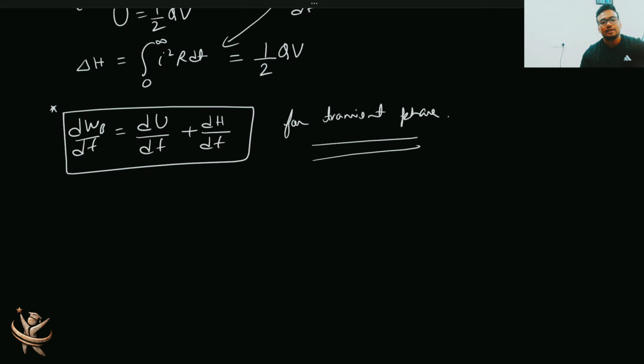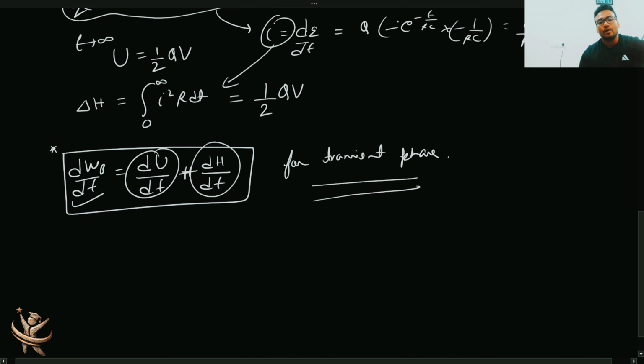Before reaching steady state, the battery is doing work at some rate. Some part of it goes into storage in the capacitor, and some part goes into heat loss. And they are not equal. Their sum is equal to the rate of work done by the battery. This is basically the energy conservation principle. Okay, now let us come back to our actual problem.